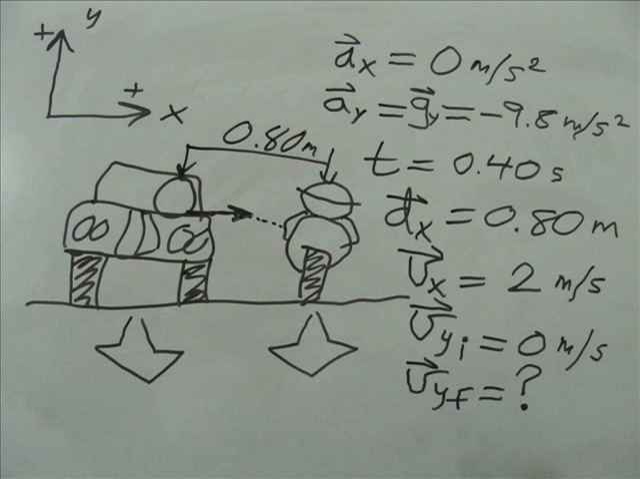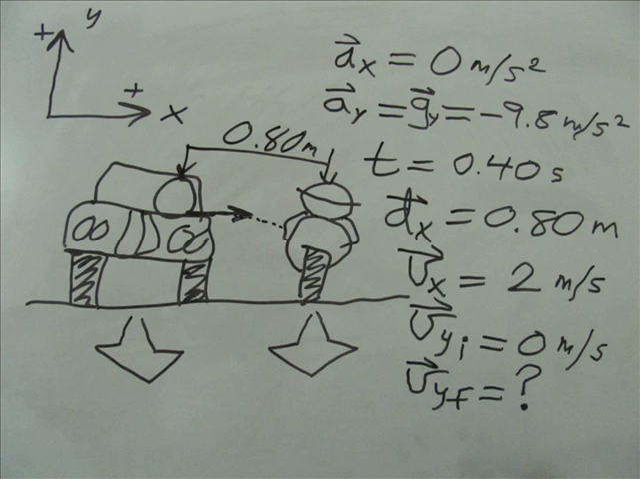So we have the following data. The acceleration in the x direction is 0. We've determined that. The acceleration in the y direction due to gravity is minus 9.8 meters per second squared, or 9.8 meters per second squared down. The time it takes for the burrito to reach Jack is 0.40 seconds, and the distance between them in the x direction is about 0.80 meters.